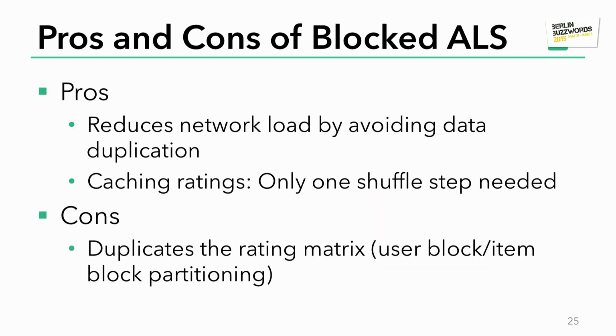So if we sum that up, the pros of this approach is that we could significantly reduce the network I/O. First of all, by avoiding this duplication of data we send, and by caching the ratings, which gets rid of one shuffle step. However, the con is that we have to store the rating matrix twice because it's duplicated because of the different partitionings, and the code.